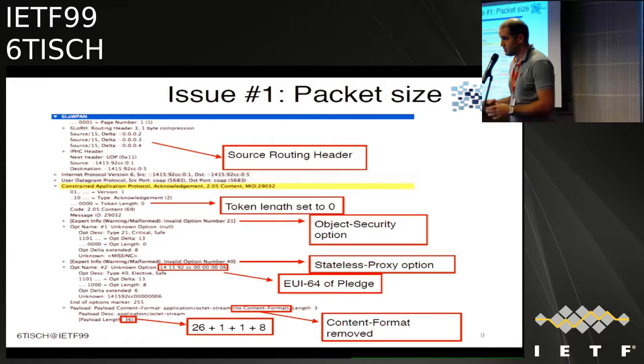So the good news is that this is orthogonal to the draft. This is showing the full dissection, but it's orthogonal. What is not implemented in our implementation currently is the assignment of short addresses to the stack. So this will further save. But I think it's already good news that we can go down 5 hops without fragmentation.